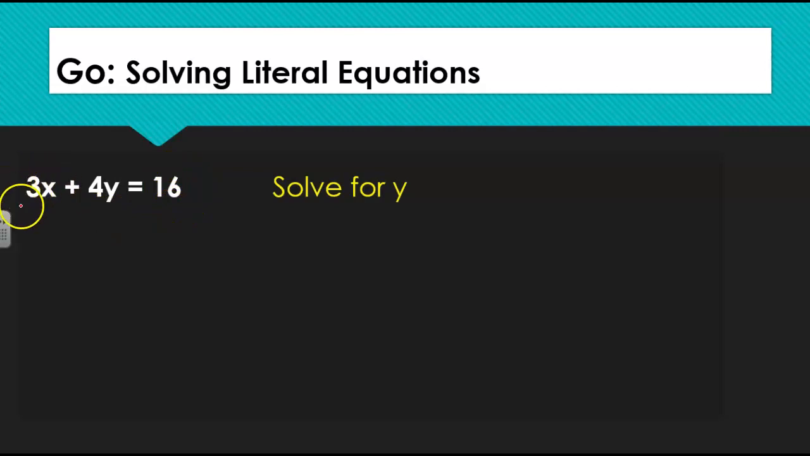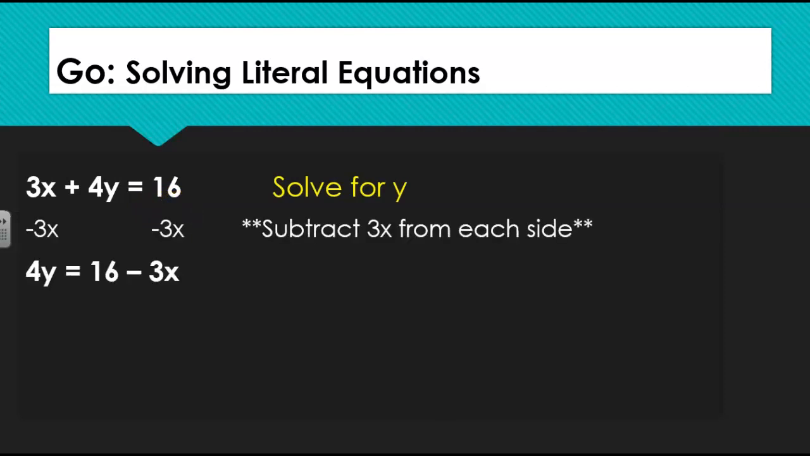So I can't just take the 3x away from this side of the equation and keep this side equal to this side. If I take 3x away from this side of the equation, I also have to take it away from the right side of the equation. So that's what I'm going to do first. I'm going to subtract 3x from both sides of the equation. That will then leave me with 4y on the left side and 16 minus 3x on the right side.